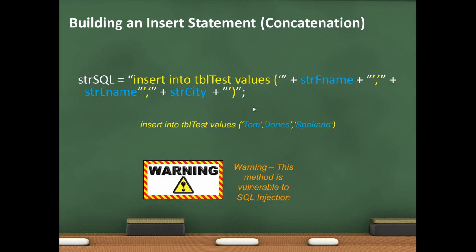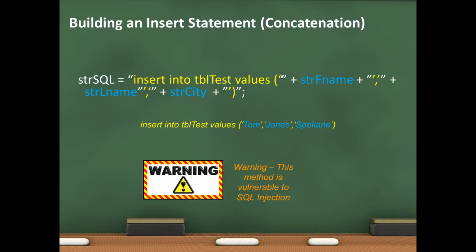So let's go back and explain what's happening here. This is a literal, it's building, and you'll see down below here, this is an example of what's happening. This is the statement on the bottom that I hope to build. I want to get Tom and Jones and Spokane from variables, and I'm using strFname, strLname, and strCity, and they're holding that data. Notice what I'm doing: I'm creating this portion of it in yellow, which is a literal. That's that part right here.